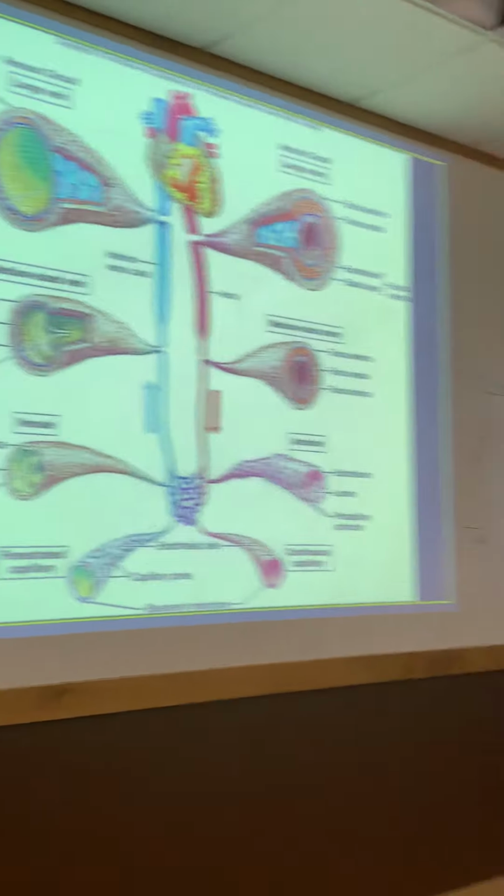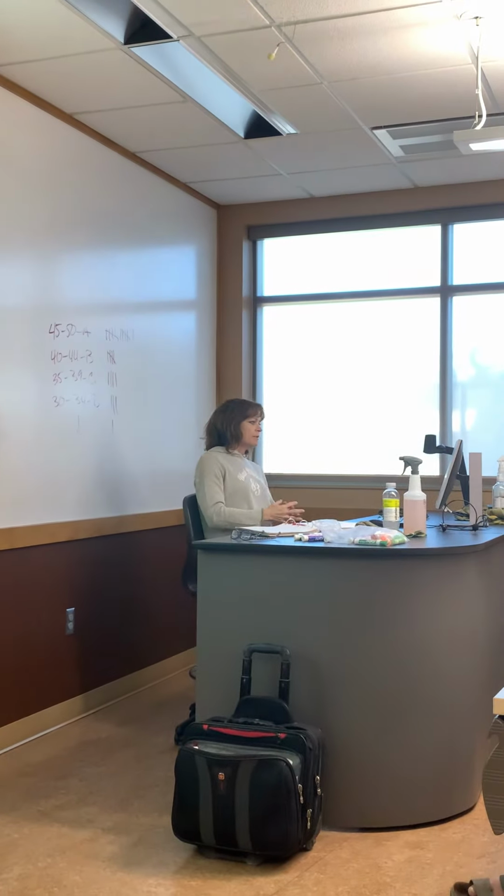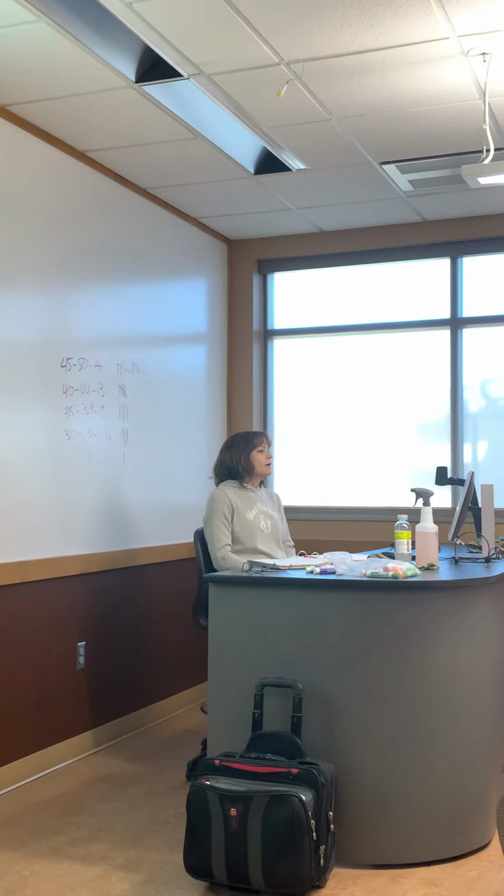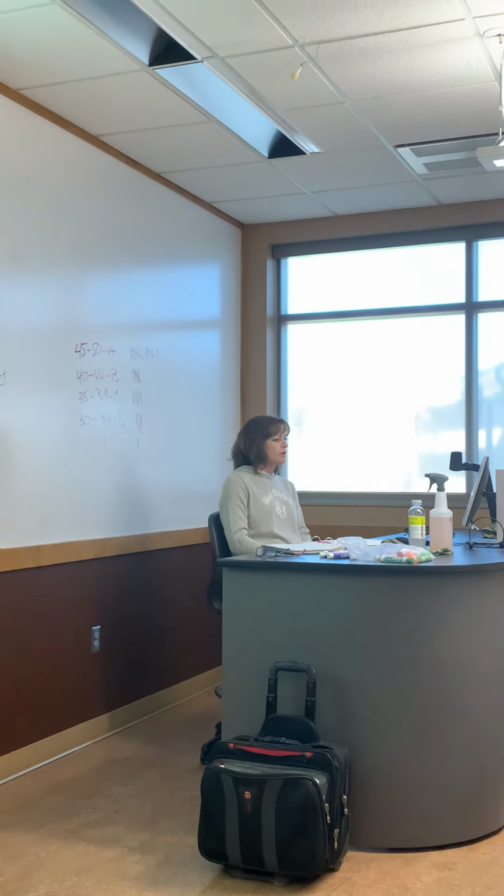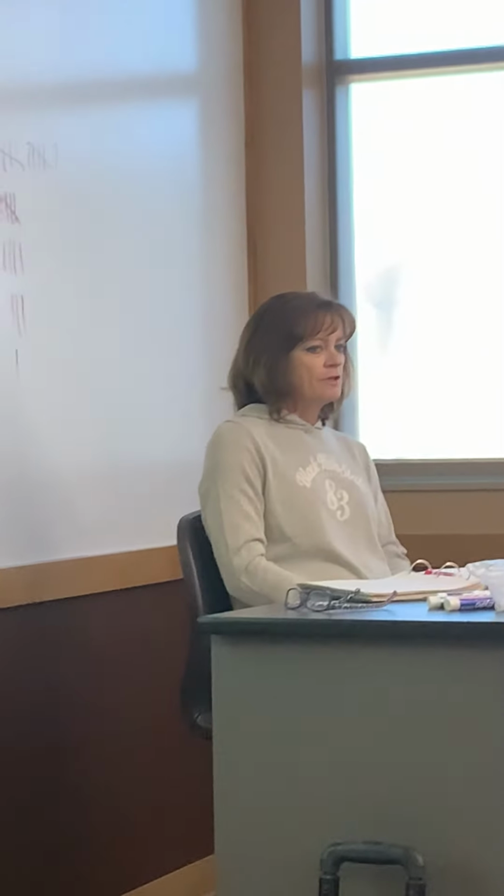All right, quick little look at vessels. We talked about this in anatomy. Definition of an artery is that it carries blood away from the heart. Definition of a vein is that it carries blood toward the heart. Arteries are much thicker than veins. Arteries have a very thick middle layer, lots of smooth muscle.